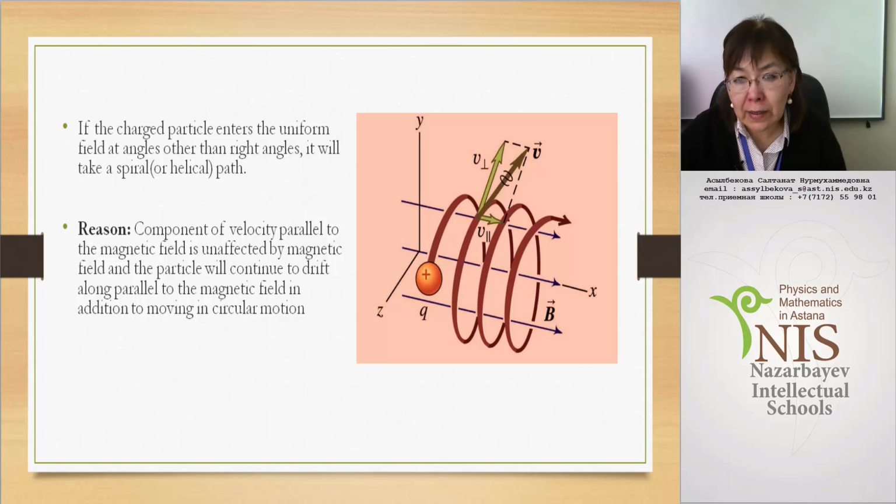But interesting things happen when the charged particles enter at an angle: the motion will be spiral or helical. It happens because the magnetic field can act only on the perpendicular component of the velocity and does not affect the horizontal component, which lets the particles move straight.